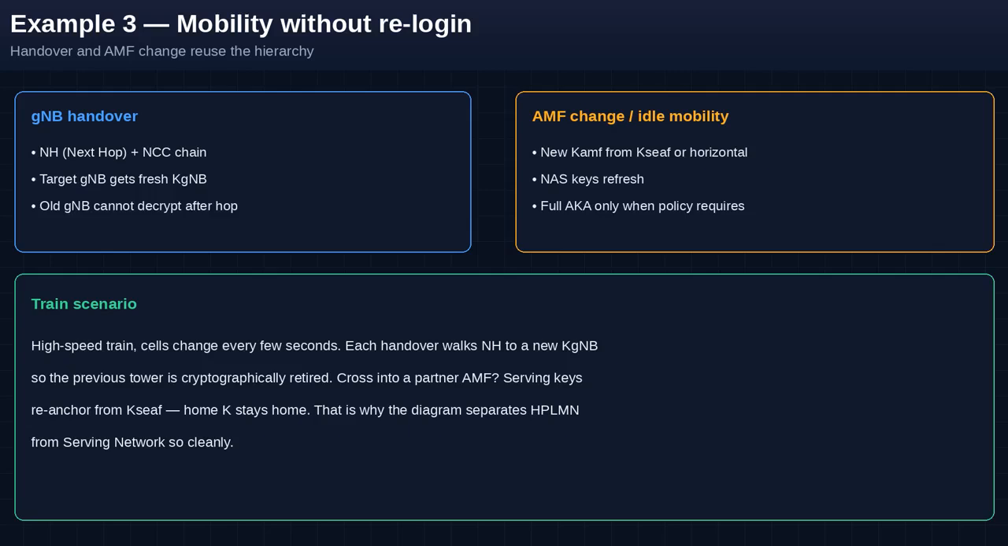Roaming makes the left side of the diagram vivid. Your HPLMN still owns K and KAUSF. The visited serving network only ever receives derived anchors like KSEAF. You keep streaming music across a national border because the hierarchy was built to rekey downward without exposing upward secrets. That is the train scenario the standard quietly optimizes for.